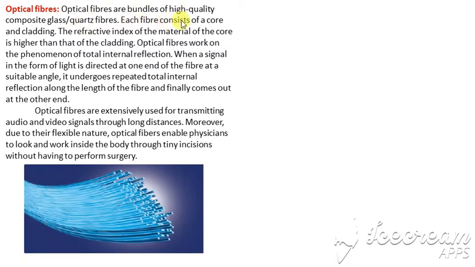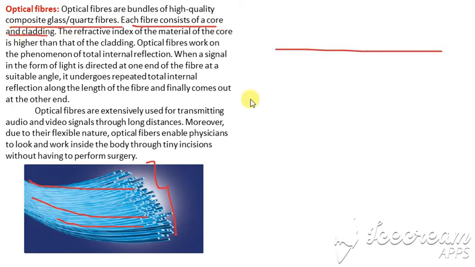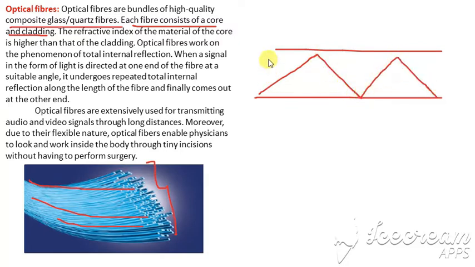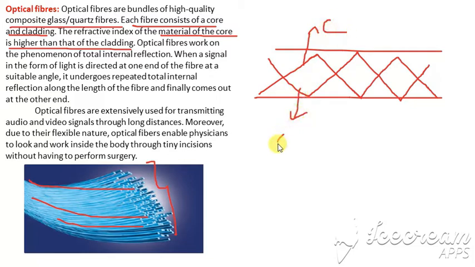Optical fibers are bundles of high quality composite glass or quartz fiber. So this can be made of either glass or quartz. Each fiber consists of a core and cladding. So each fiber has a core and also a cladding. The refractive index of the material of the core is higher than that of the cladding. So comparing core with cladding, the core's refractive index is higher.